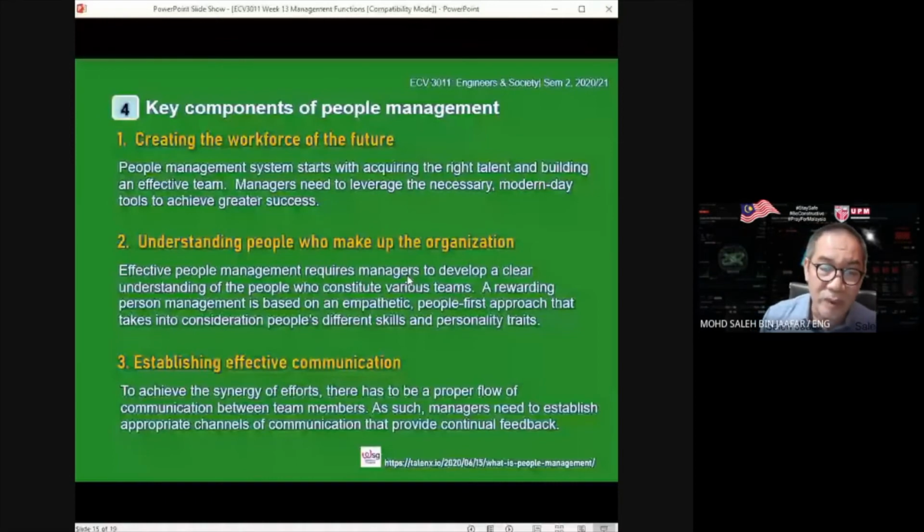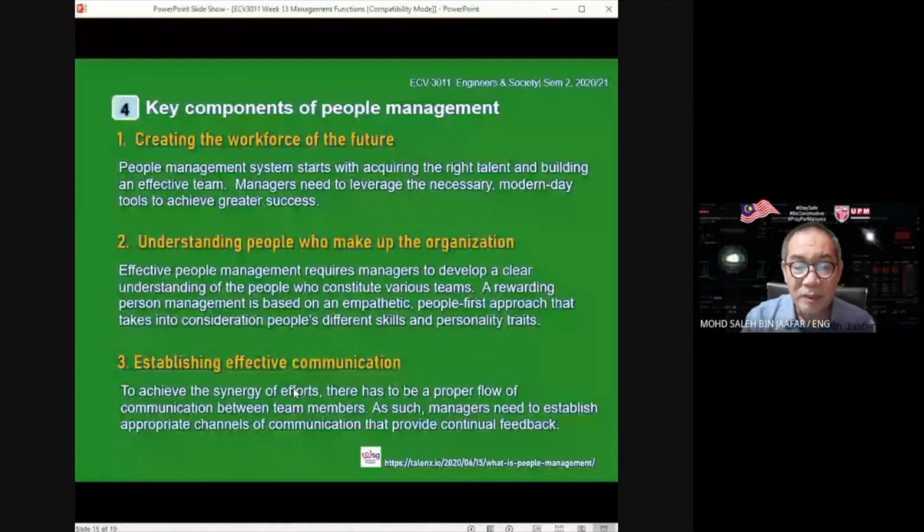Again, in our situation, we have people from different backgrounds, with different beliefs. We have people from different preparations and different skill sets. So how do you actually understand them and organize them in a very good way? And establishing very effective communication. Effective communication can be at personal level and also at organizational level.